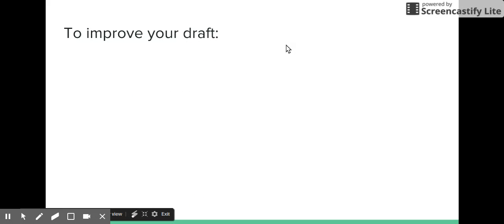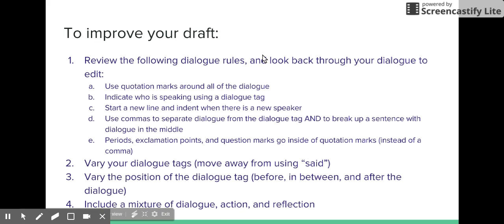So when you're going back to your own draft, first, just review the dialogue rules. Look back through your dialogue to make sure that you have followed all of these rules. And then you can start thinking about leveling up. Start varying your dialogue tags. Move away from using "said." Vary the position of the dialogue tags, either before, in between, or after the dialogue. And then try to include a good mixture of dialogue, action, and reflection. And I think that will make your dialogue a lot stronger.